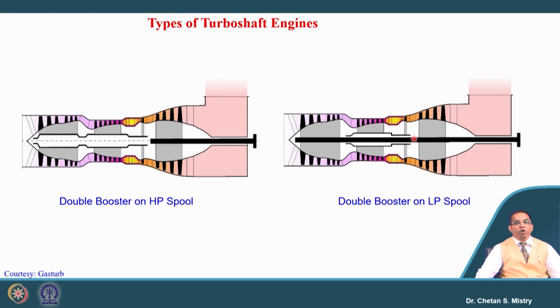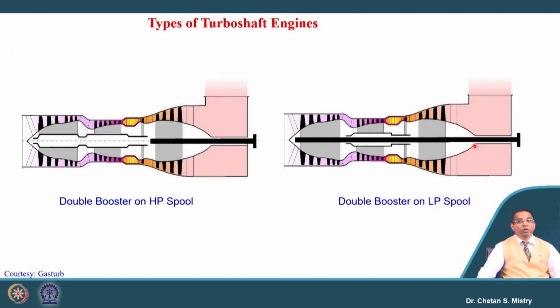Similarly, here we have the double booster on the LP turbine. The LP turbine is used to rotate this double booster as well as the shaft, generating the power to rotate both the compressor and our shaft.